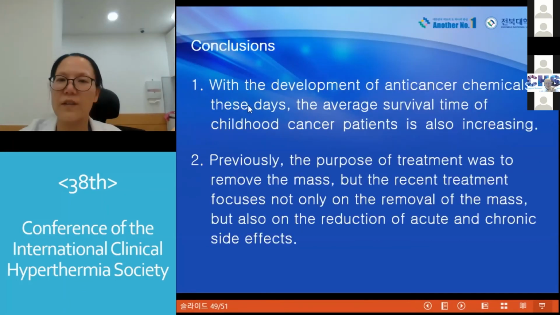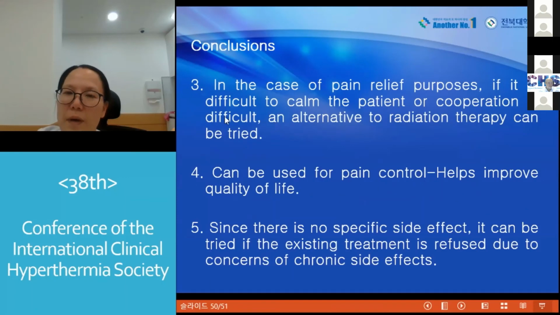And the last conclusion: with the development of anti-cancer drugs these days, the average survival time of childhood cancer patients is also increasing. Previously, the purpose of treatment was to remove the mass, but recent treatment focuses not only on the removal of the mass, but also on the reduction of acute and chronic side effects.